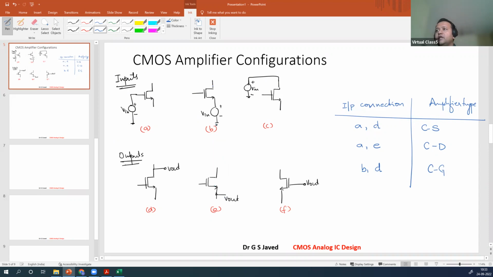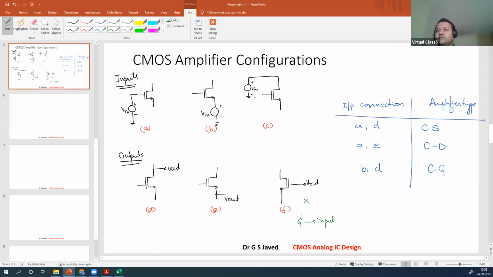Now there are many places that you will not use this. First thing is, you may not use output taken at the gate. It is extremely rare, since this is a gate controlled device. Most of the time gate is taken as the input, right? So gate output you may not use. So this option F is not used.